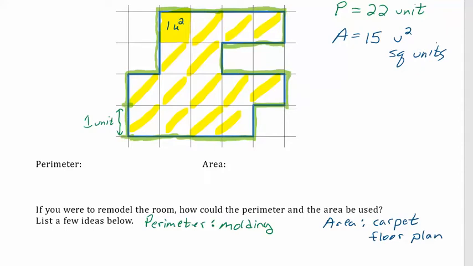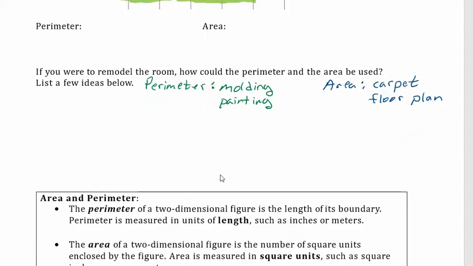You'd need to know the perimeter of the room, and then probably multiply it by the height of your walls, if you were painting. You'd have to figure out the perimeter. You'd have to know the area of your walls, not the floor. But that's just kind of the idea, thinking about how you would use perimeter and area in these real life situations in a living room.